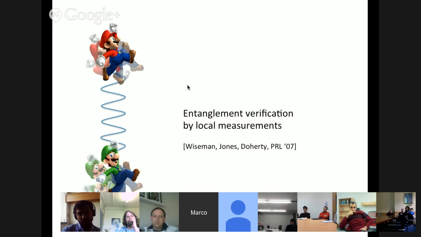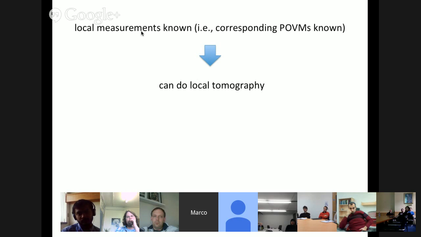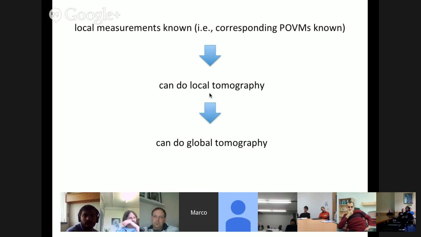And here, let me present it as entanglement verification by local measurements. So let's say that we have perfect control on local measurements. So these are known, and that means, mathematically speaking, we know what are the exact POVMs that we are realizing. Then, if you can do enough of these POVMs, you can do local tomography. And as you know, this means that you can do also global tomography. So in principle, separability problem aside, every entangled state can be detected.